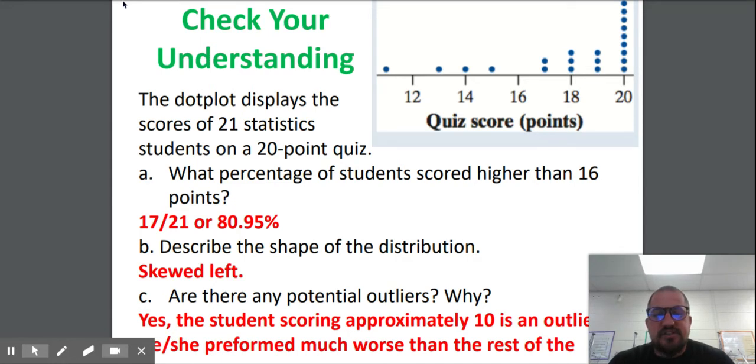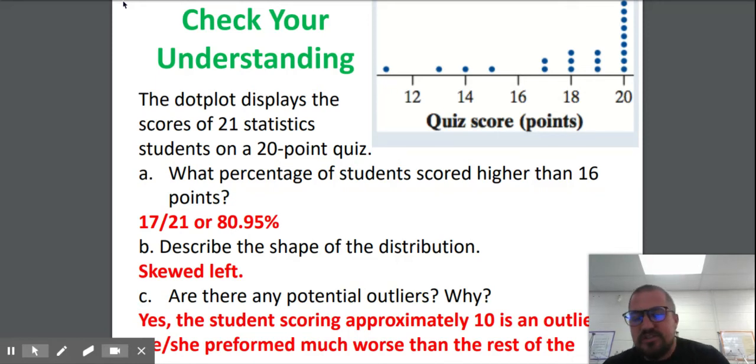So what percentage of students scored higher than 16 points? We count up the dots and we see there's 17 dots that are higher than 16 out of the 21 total students, which, if we change that to a decimal, is 0.8095. So that would be 80.95%.